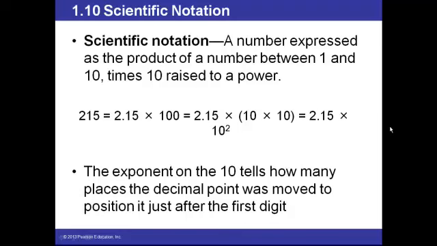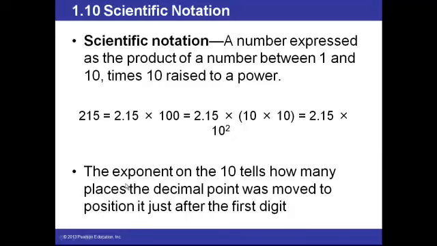So another concept that we need to take into account is scientific notation. A number can be expressed as the product of a number between 1 and 10 times 10 raised to a power. This is just another way that we can write out very large or very small numbers to make it easier to read. Scientific notation is also useful for indicating the significant figures in a measurement.